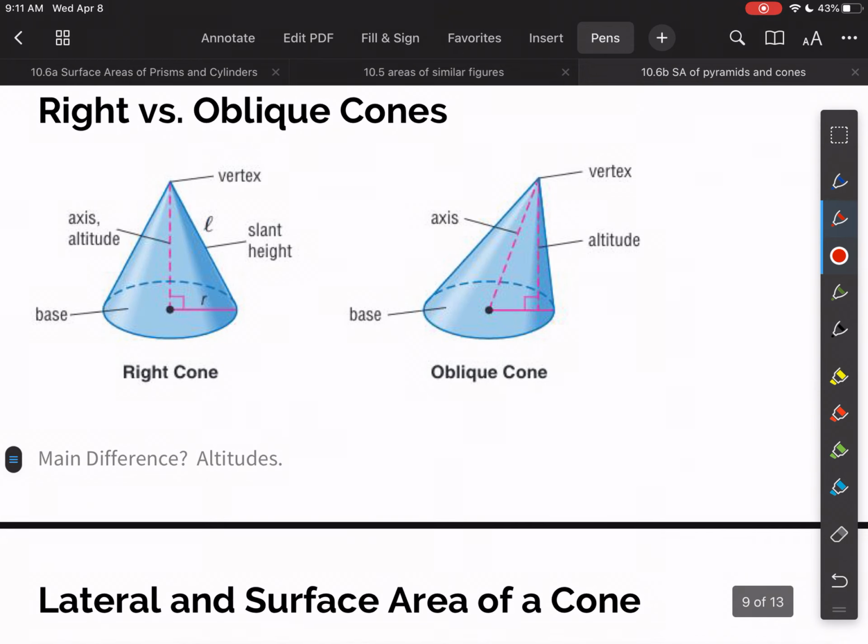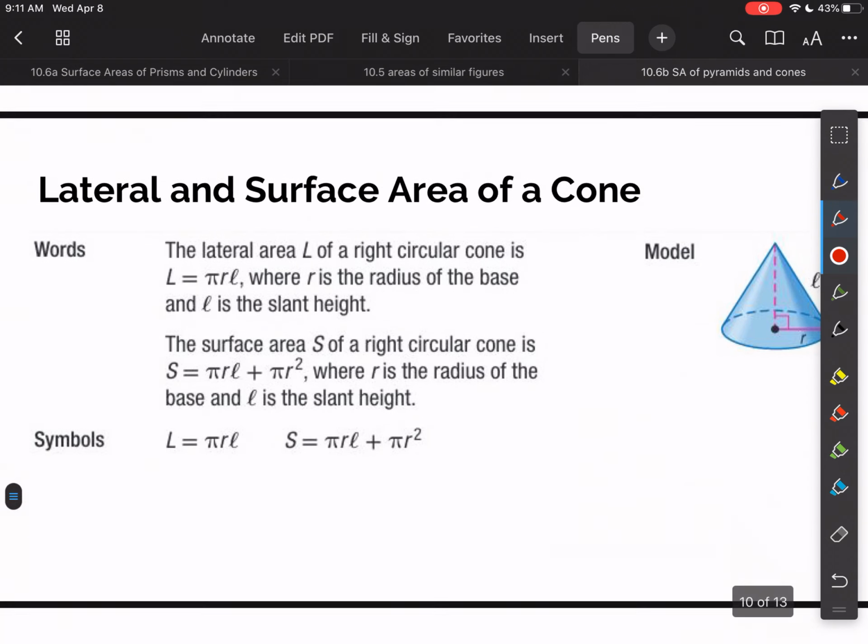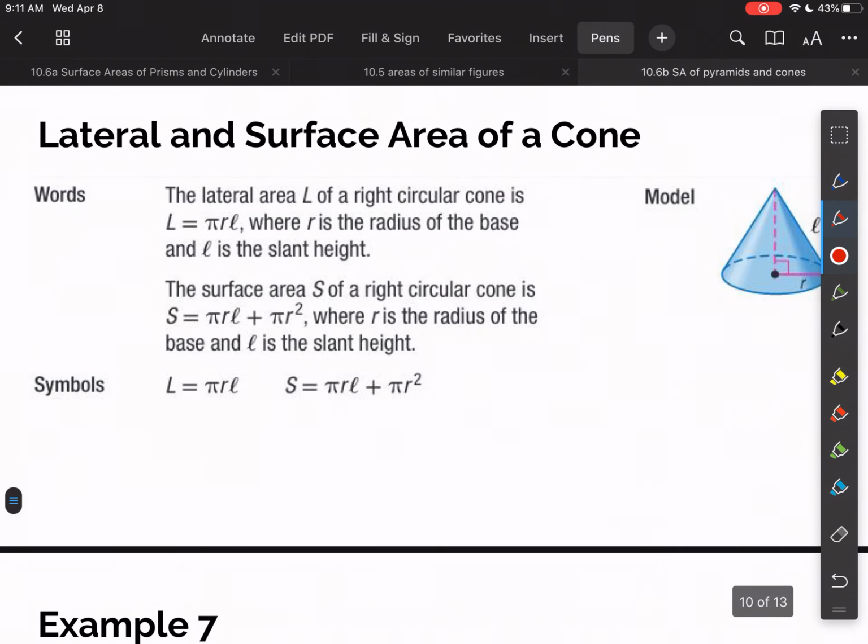On to cones. So right versus oblique cones. A right cone is going to have an altitude that's right in the center. An oblique cone will have an altitude that is off center. Okay, so the altitude here is not to center. It's to this point right here. So it just curves that cone. The main difference is the altitudes in this thing. That's the main difference. Okay, so the lateral and surface area of a cone.